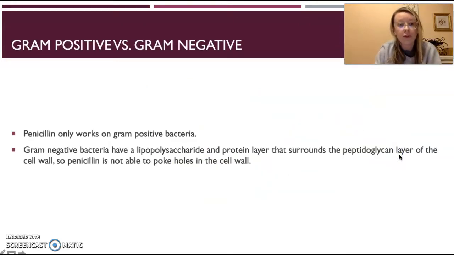So penicillin only works on gram-positive bacteria. This is because gram-negative bacteria have a lipopolysaccharide and a protein layer that surrounds the peptidoglycan layer of the cell wall. And the penicillin isn't able to get through this, so it can't poke the holes in the cell wall.